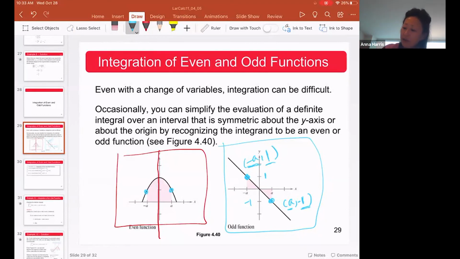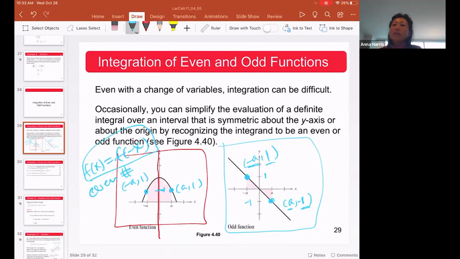And the even function is exactly the same. For example, over here, look at this. Negative a, say this is 1. This is a and 1. So the y value is exactly the same. When your x becomes negative x and the y value is exactly the same, that's an even function. In other words, f of x is the same as f of negative x. That is an even function. And an odd function means f of negative x is the same as negative f of x. That is an odd function.